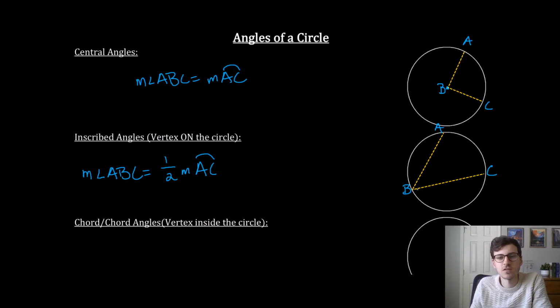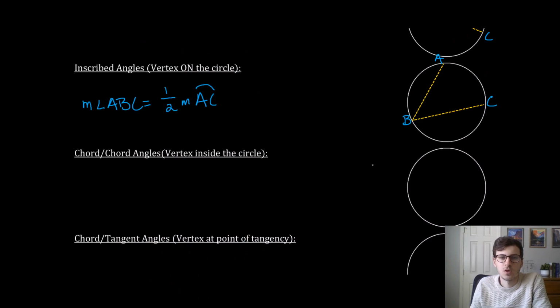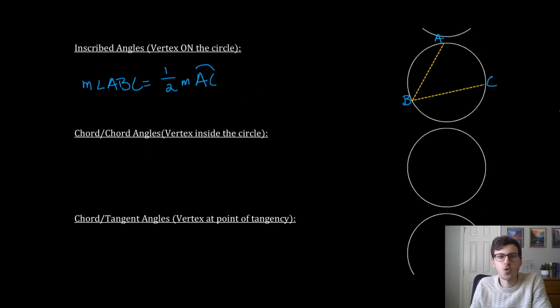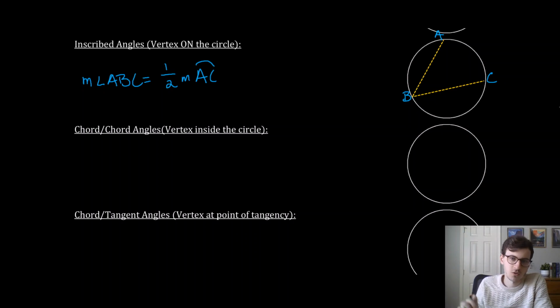So for inscribed angles, the measure of the angle is half the measure of the inscribed arc. Okay, for chord angles, this is where the vertex is inside the circle.